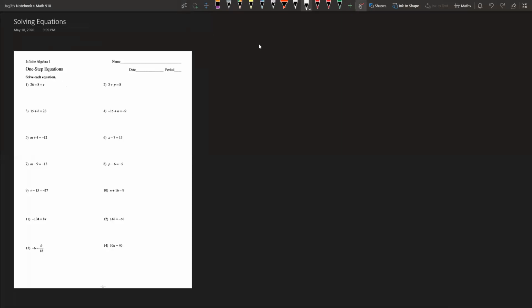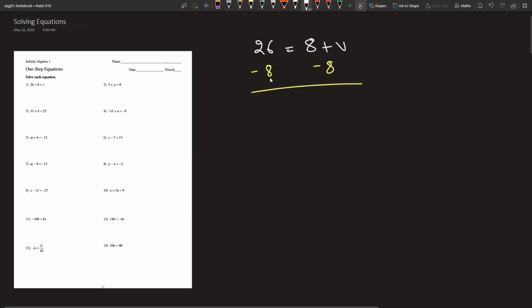So let's start off with the first example, where we have 26 is equal to 8 plus v. So guys, we're trying to solve for v. What we need to do is isolate v. So how would you normally do it? You would say, I want to get rid of this 8. So you would subtract 8 on both sides, correct? That's what you would do, right? So what's 26 minus 8? 26 minus 8 gives you 18. And over here, this 8 minus 8 cancels. So you just get v is equal to 18, right? That's one way of doing it.